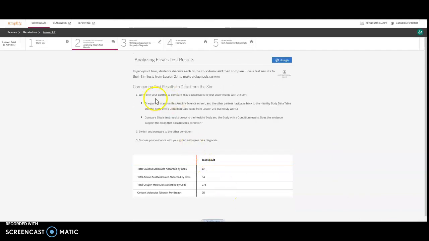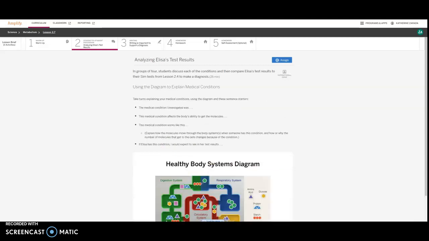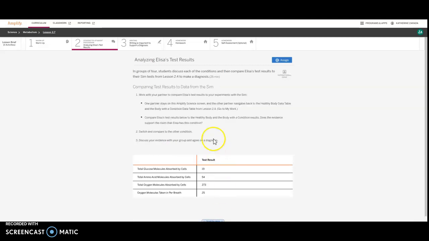So in card 2, you're going to work with your partner. So one of you guys is going to stay on the Amplify screen, and the other one is going to navigate back to that healthy body table. So one of you stays right here, and then one of you goes back to card number 1. Okay, so you're going to compare the test results you have here with the healthy body condition results. Does the evidence support the claim that she has this condition? Now you're going to switch and compare to the other conditions too.